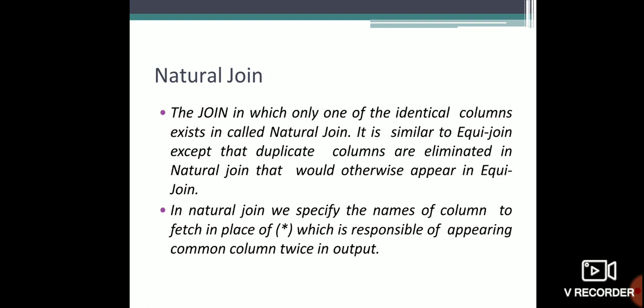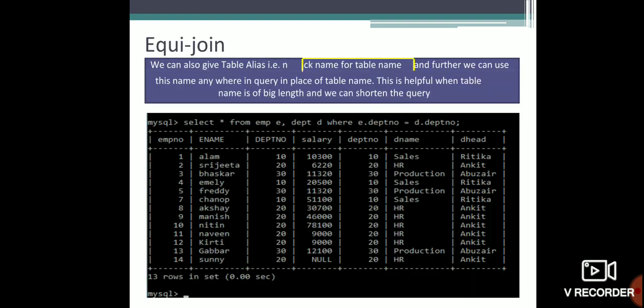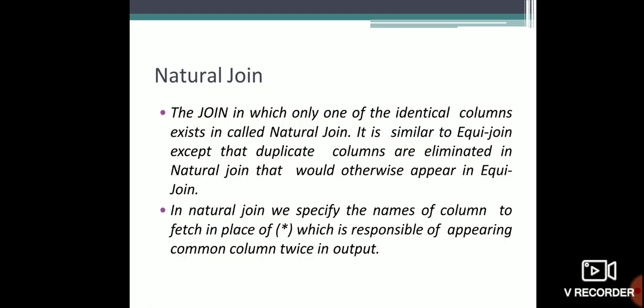Next is natural join. The next joining part is natural join. The join in which only one of the identical columns exists is called natural join. It is similar to equijoin, except that duplicate columns, which would otherwise appear in equijoin, are eliminated in natural join. Only one difference is there. In equijoin duplicate columns are mentioned, like if I join two tables, the department number is mentioned 2 times, but in natural join the duplicacy is removed. Only one time the department number will be shown.